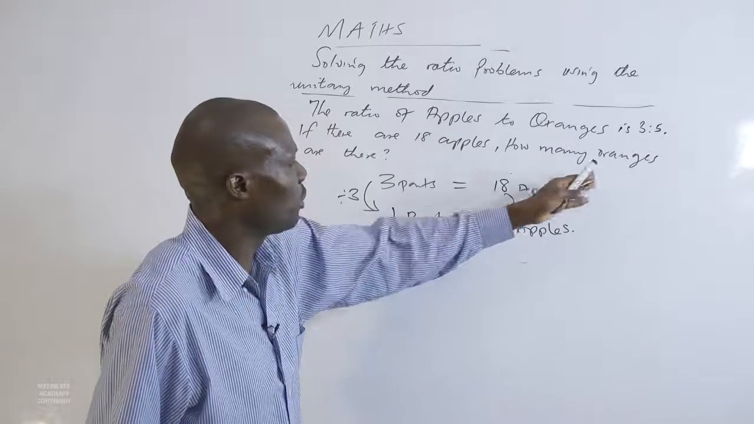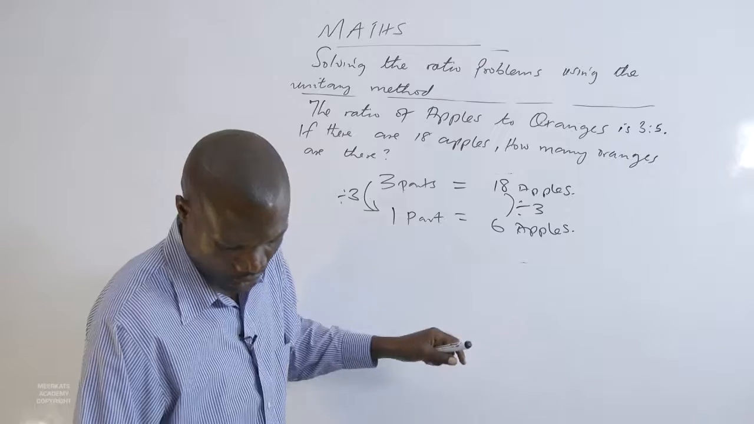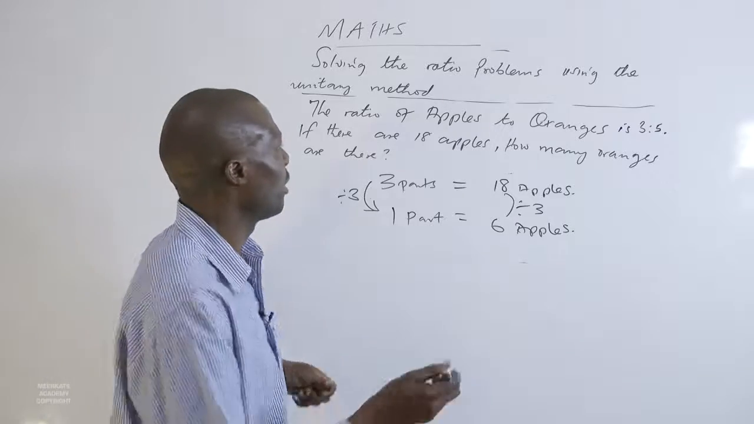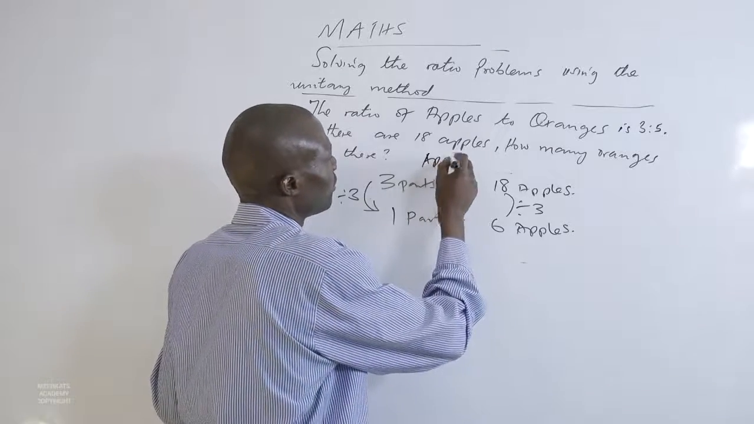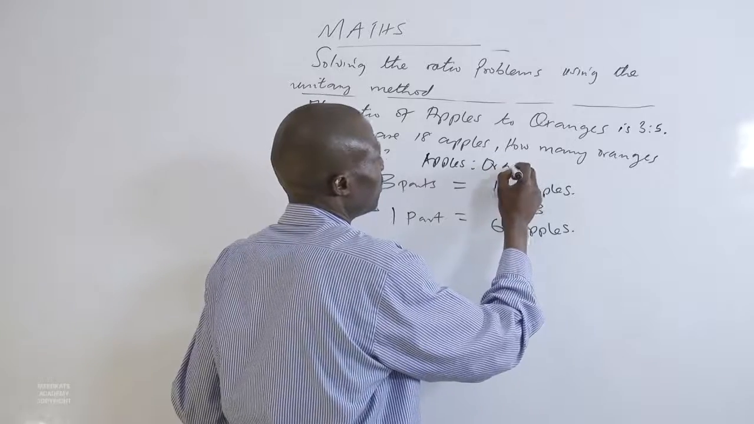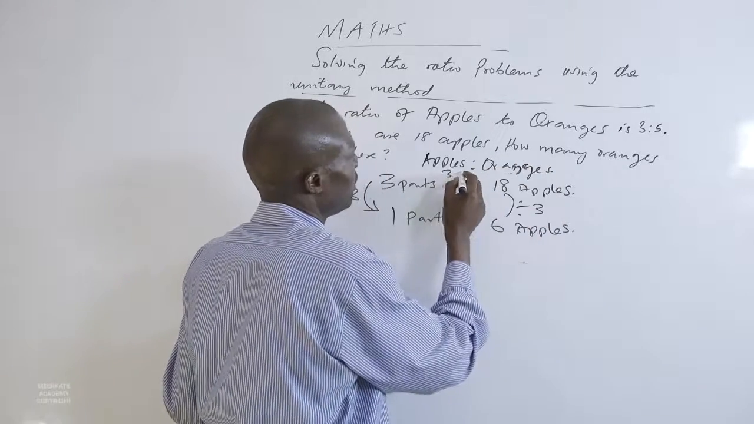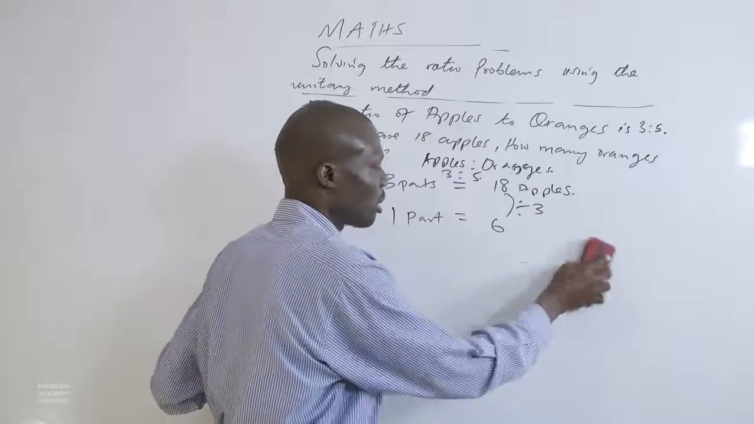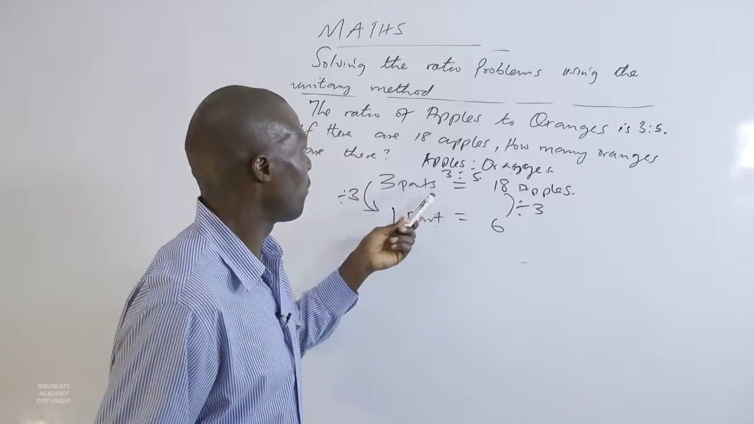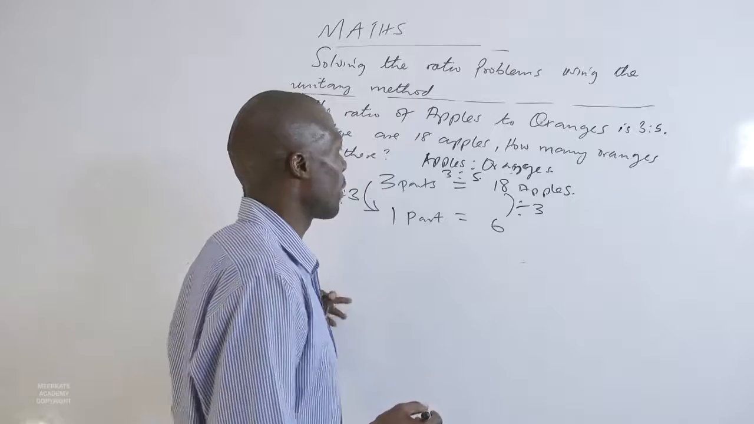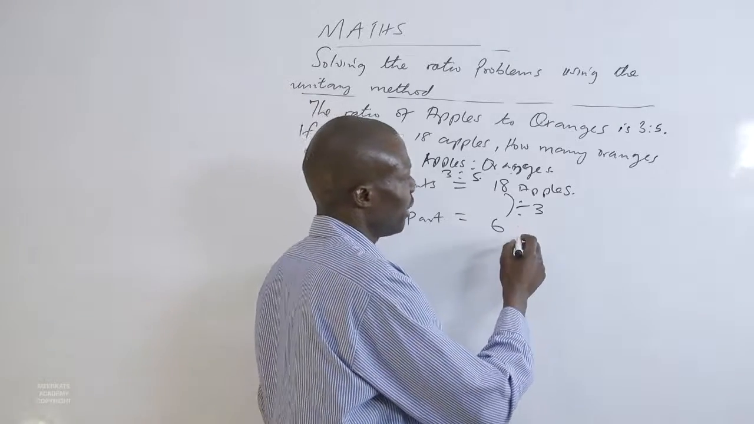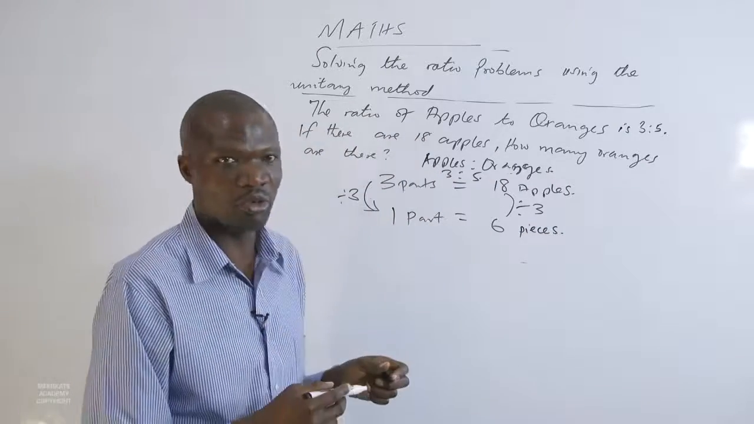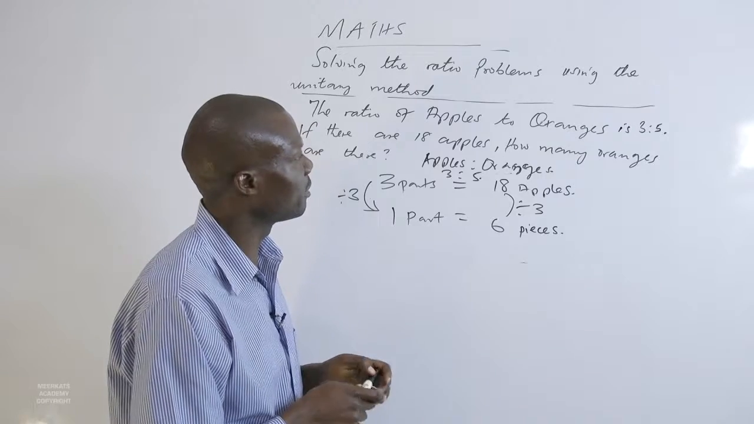So in this case, when we look at this side, this ratio is given in the form of apples to oranges. That is 3 to 5. And that's why we are saying, simply, 3 parts is 18 apples, therefore 1 part will be equivalent to 6 pieces.